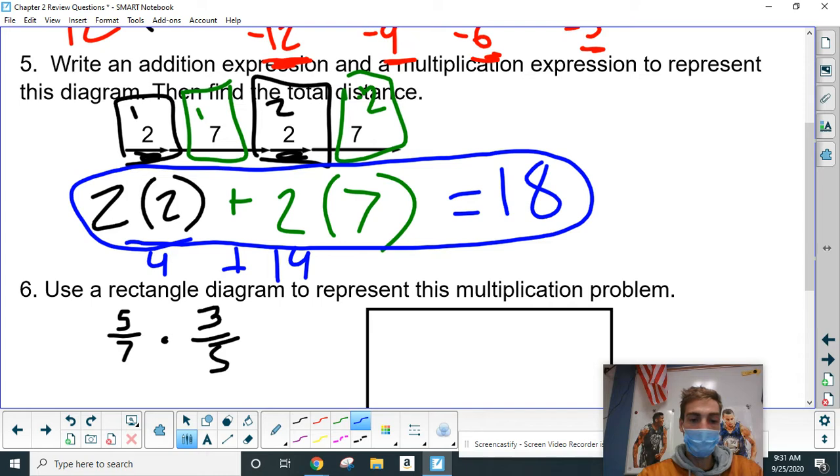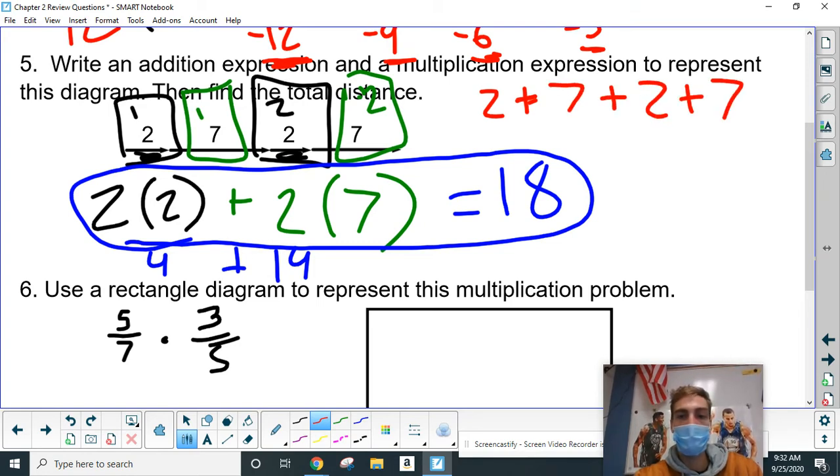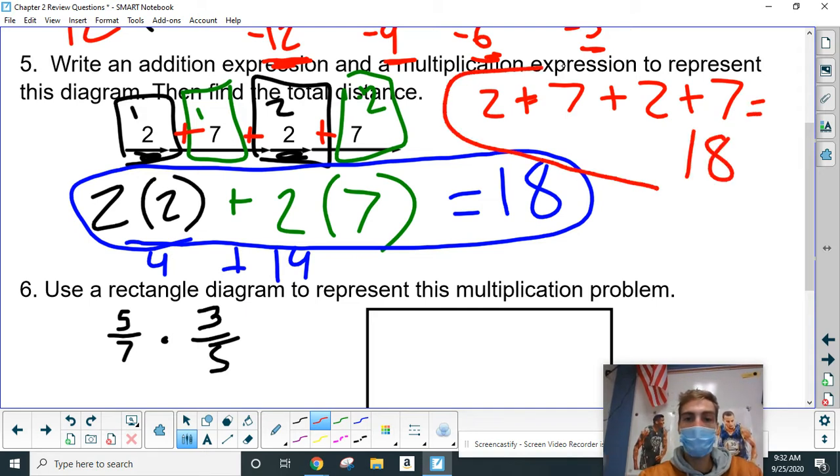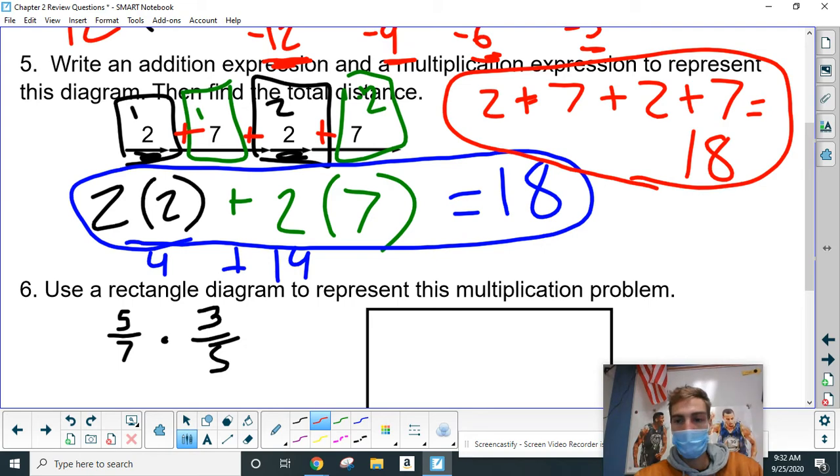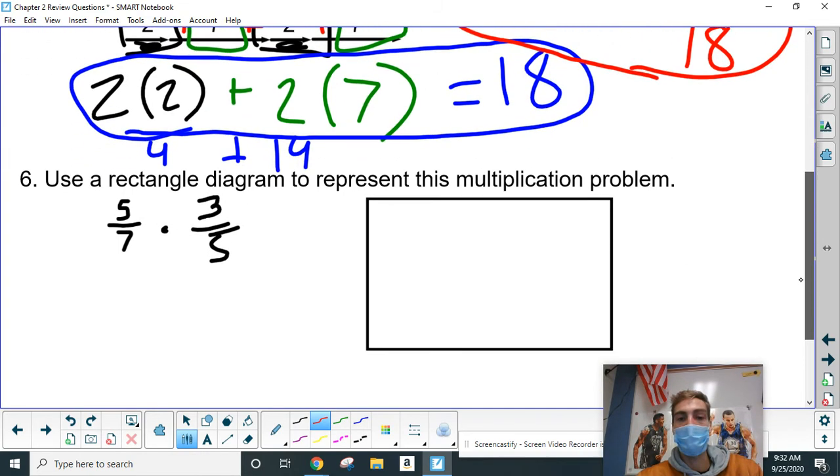And then if I wanted to write it as addition, I would say 2 plus 7 plus 2 plus 7. It's just like I'm writing a plus sign in between each of these pieces because I'm adding them together. And again, I'm still going to get 18 here. So the total distance would be 18.